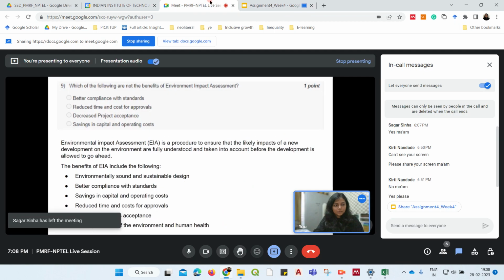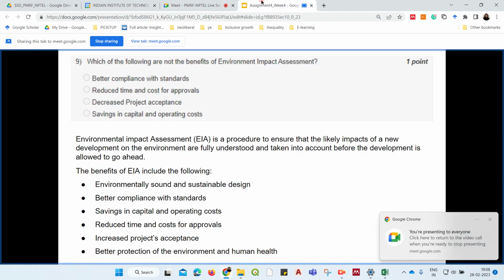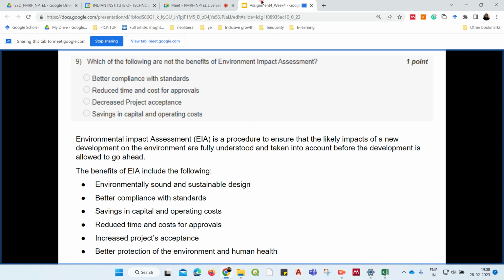Even before developing the project, you are trying to understand how it will impact the environment, what the different impacts will be, how the adverse effects can be minimized, and what can be done in order to mitigate the adverse effects. So when a project is designed considering all these factors prior to its development, it will definitely be more environmentally sound and sustainable in design.